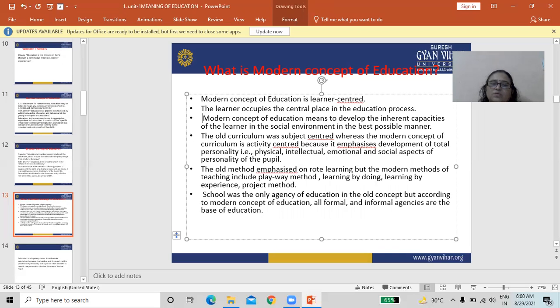School was the only agency of education in the old concept, but according to the modern concept of education, all formal and informal agencies are the base of education. This is the difference between the modern concept and the old concept of education.